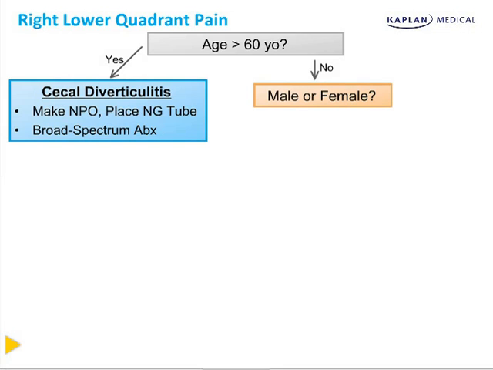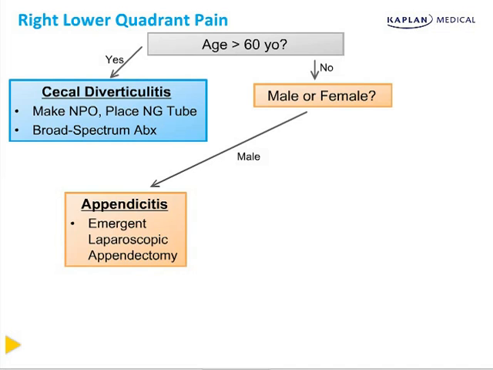If you are dealing with a younger patient, the next thing you should note is the gender. If the patient is male, you can disregard all gynecologic causes of right lower quadrant pain and confidently diagnose appendicitis. Again, as just discussed, the definitive treatment for these patients is an urgent laparoscopic appendectomy.